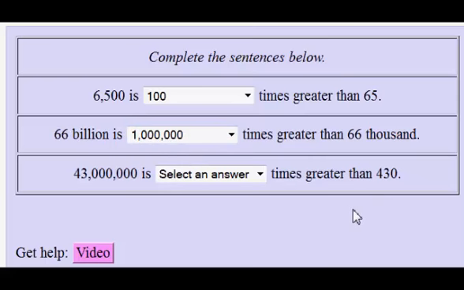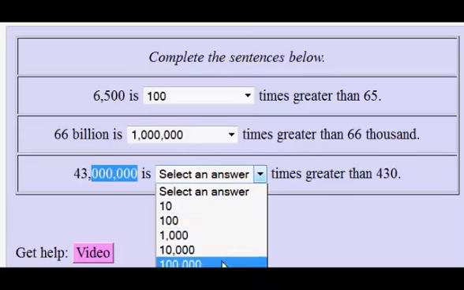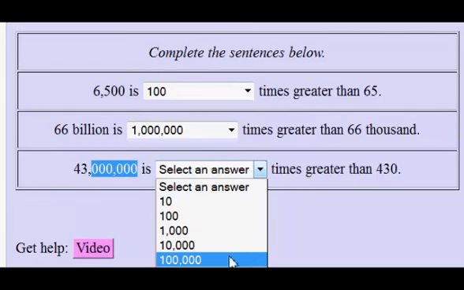And if you buy this method, you could just compare the number of zeros here relative to this one and see that since this number has 1, 2, 3, 4, 5, 6 zeros, count them carefully, and this number has 1 zero, that means that the big number has 5 more zeros than the smaller number. So because of that, we know that this number is going to be 100,000 times greater than 430, and the reason I know that is that the 100,000 is the number that has 5 zeros in it.